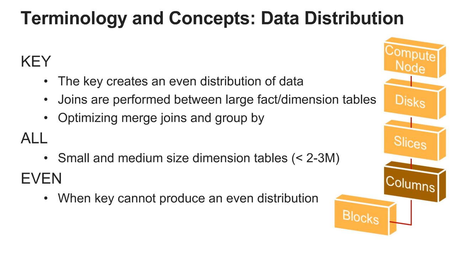You would want to move on to using distribution style all, like I said, on your small and medium-sized dimension tables. We define small and medium dimension tables as basically being less than 2 or 3 million rows. And if neither of the other two apply, then you'd want to use distribution style even, basically round robin the data across your cluster.